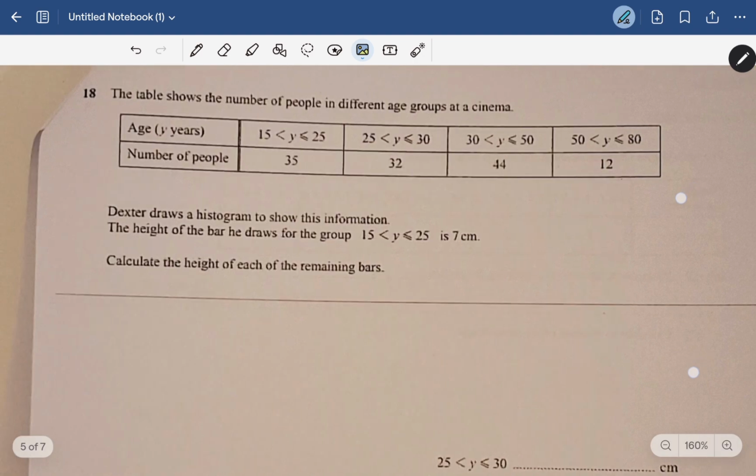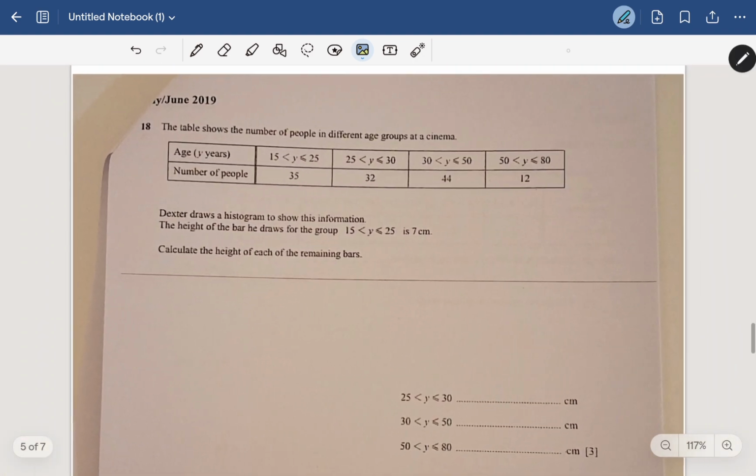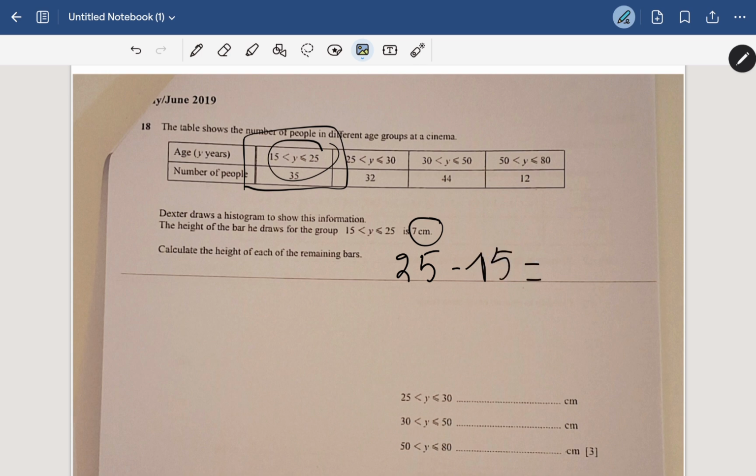Okay, this one requires a lot of relations and a lot of thinking. But if you know how to solve the first one, then everything else will be easy. The height of the bar he draws for the first group, this is the first group over here, is 7 centimeters. Let's play around with numbers, mixing and matching. Let's say I started by doing 25 minus 15. I'm going to get 10. 10, if I divide it by 2, I'm going to get 5. So now 5 is the average difference in age. From 15 to 25, the average difference in age is 5.